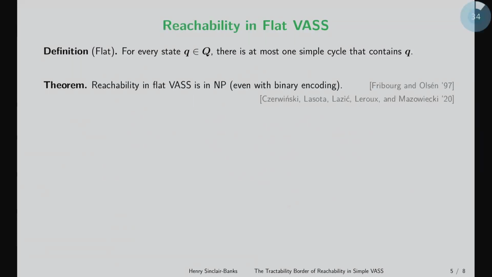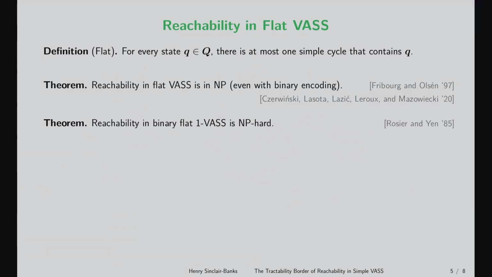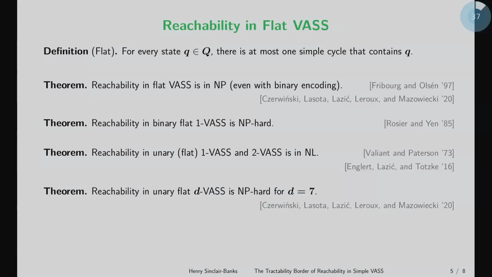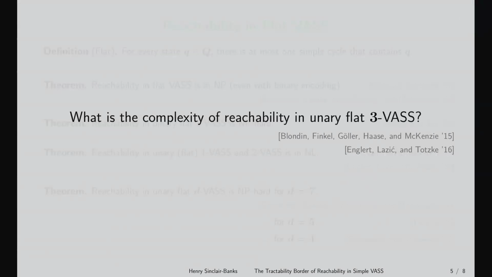The reachability problem in flat VASS is in NP, regardless of the number of counters and regardless of whether you use binary or unary encoding. So it's not too difficult. And if you have just one counter and binary encoding, the problem is NP-hard. Great. So with any number of counters with binary encoding, this problem is NP-complete. But what about unary encoding? In dimensions 1 and 2, even if it's not flat, reachability is in NL, so this is very much within P. And then for dimension 7, it's NP-hard. This is improved to 5 and then to 4. So the only question, which must be burning right now, is what is the complexity of reachability in unary flat 3-VASS? I'm sure you're all very curious.